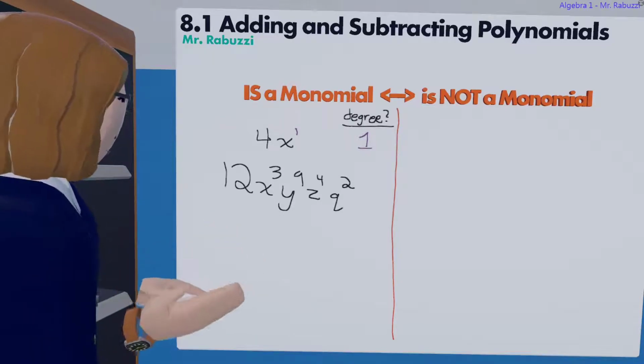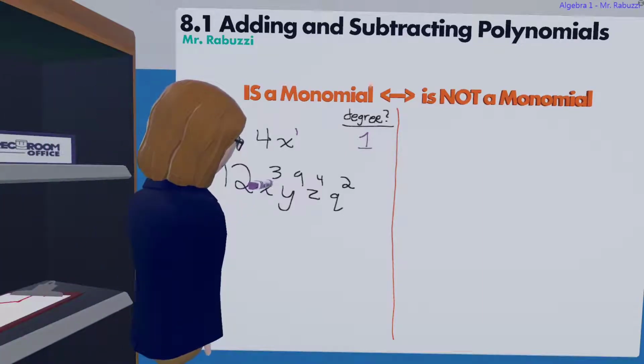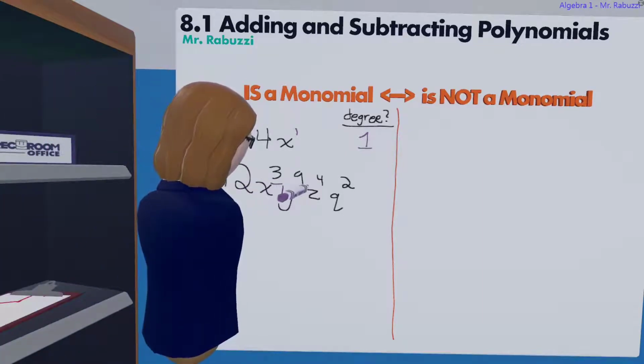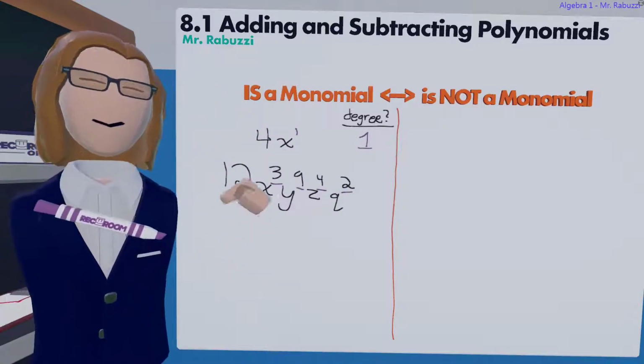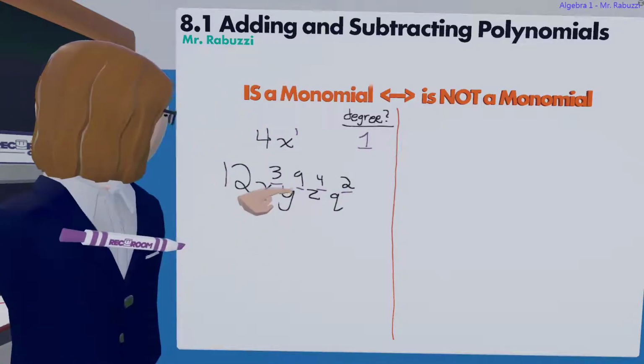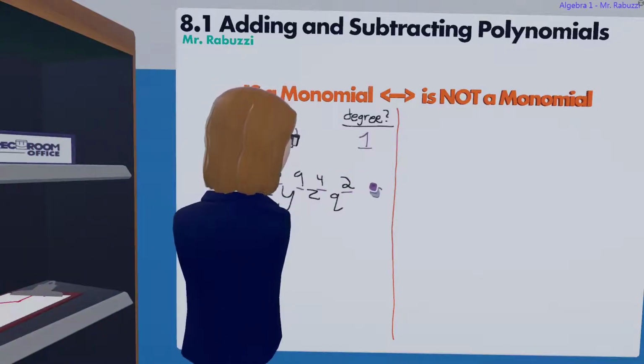So it's one term. How could we figure out the degree? Well, we see a degree 3, a degree 9, degree 4, degree 2. We just need to pick the highest degree. And the highest degree here is the 9. So the degree of the whole thing is 9.